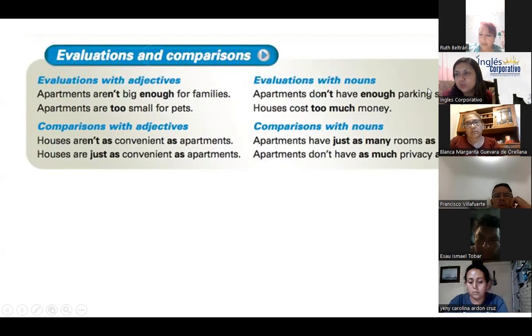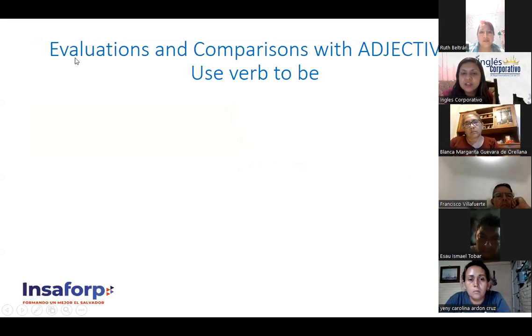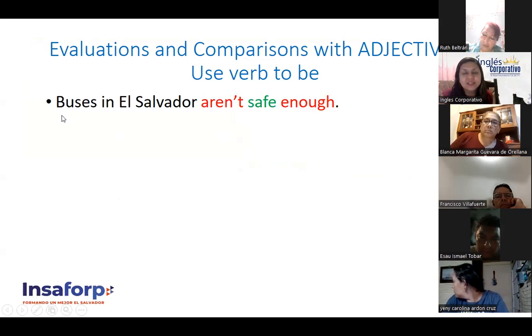Nouns, they are nouns. And over here we have adjectives. Enough, big, small, convenient. Okay, I have it here in a more simple way. Evaluations and comparisons with adjectives, use the verb to be with adjectives. Examples.